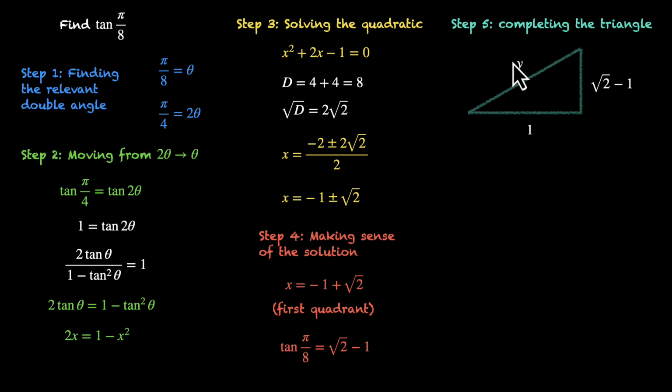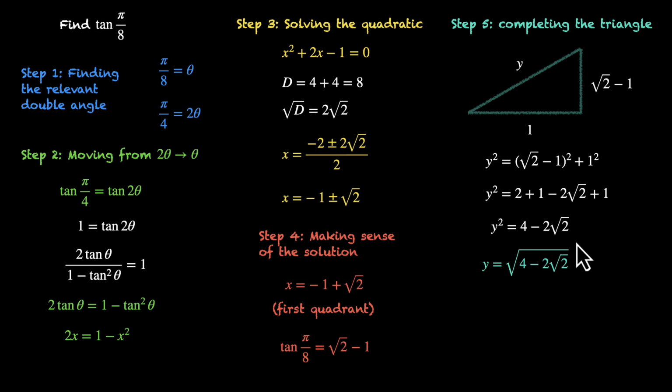So let's do that. Let's assume that this side is y. So y square equals root 2 minus 1 square plus 1 square. Opening the square will give us y square equals 2 plus 1 minus 2 root 2 plus 1. This is 2 plus 1 is 3, plus 1 is 4. So y square equals 4 minus 2 root 2, which means y is equal to square root of 4 minus 2 root 2. A lot of roots, but that's okay. So y equals square root of 4 minus 2 root 2. That's our third side, that's our hypotenuse.